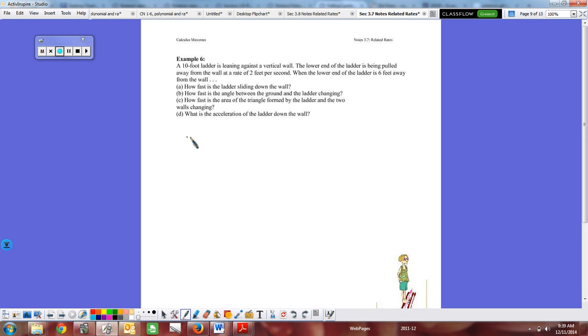So we're now doing C. How fast is the area changing? Okay, I'm just going to bring my picture back in from the previous page with my ladder. That was 10, x, and y. I'm not going to worry about theta for this problem because I'm doing area. So for C, I'm going to have a quantity of area, which is going to be in feet squared. I'm going to be looking for dA dt.